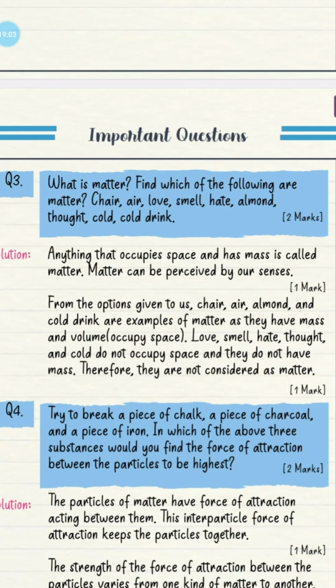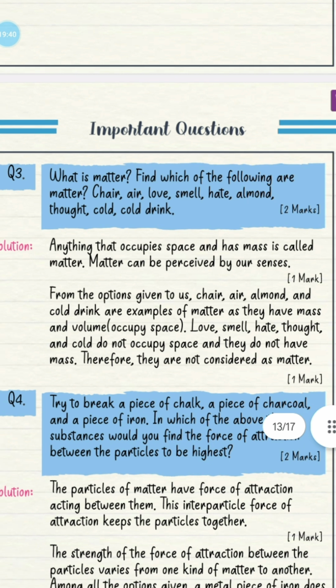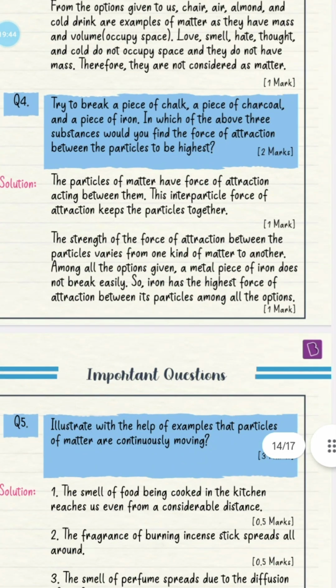Okay. Then we have what is matter. So, anything that occupies a space and has mass is called matter. Now, find which of the following are matter. Chair, air, almond, and cold drink. These four are matter, because love, smell, hate, thought do not have any mass, and they don't occupy any space. They don't have any volume. We can only feel it, we cannot see it. This is the reason these are not matter.